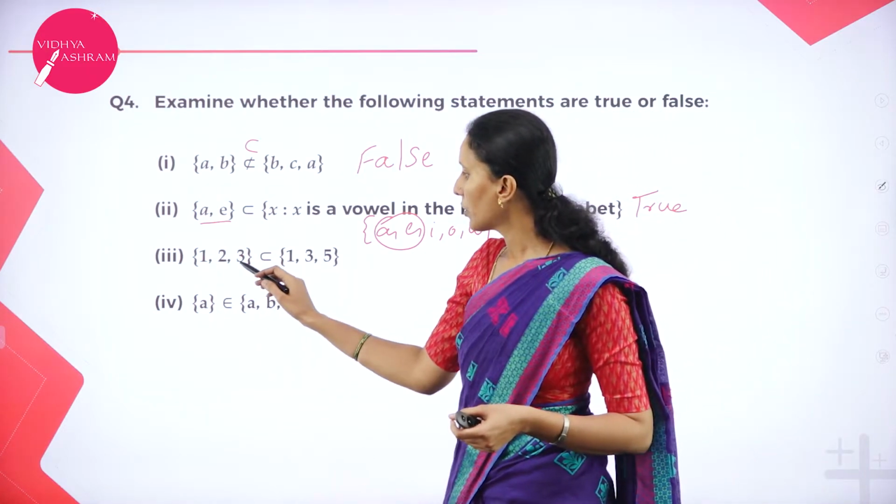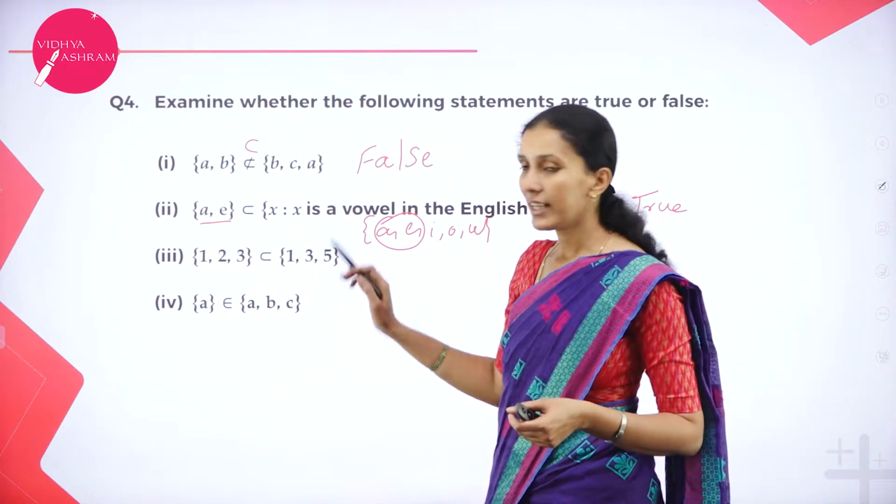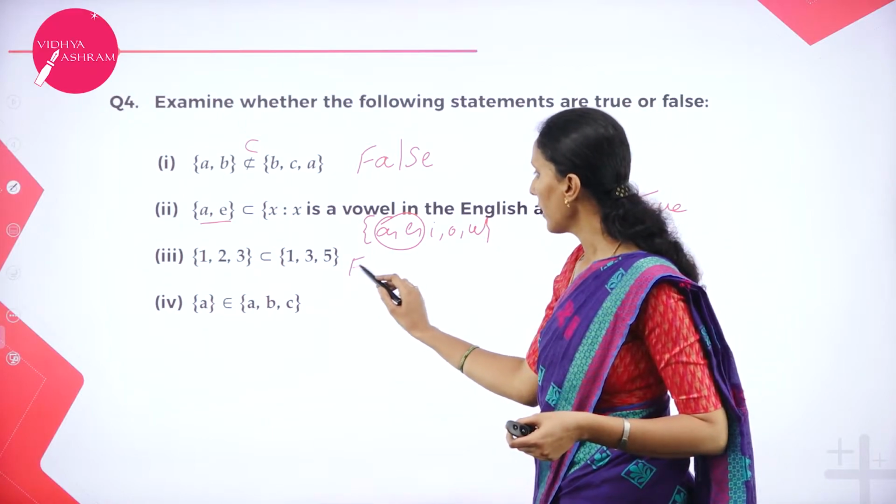Next, {1, 2, 3} is a subset of {1, 3, 5}. No, because 2 is not in this set. So the given statement is false.